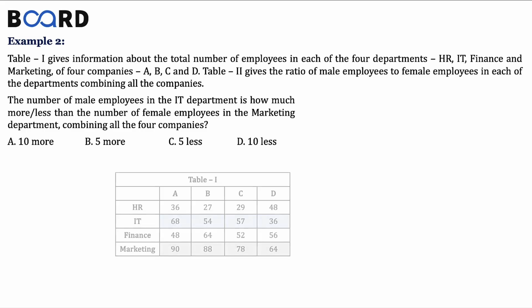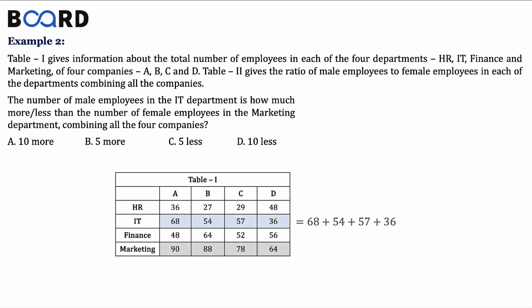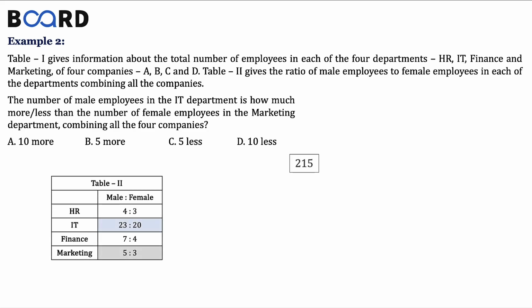So what we do is, first of all, we add up the total values. In IT, we get a total of 215. In marketing, we get a total of 320. Right? These numbers have to be distributed in the ratios they want. So now, if I divide 215 in the ratio for males and females, the ratio in IT is given as 23 is to 20. I do not want the 20 part. I do not want the number of females there. So I'll simply calculate the number of males. That's done by 23 upon 43 into 215. That gives me a total of 115.